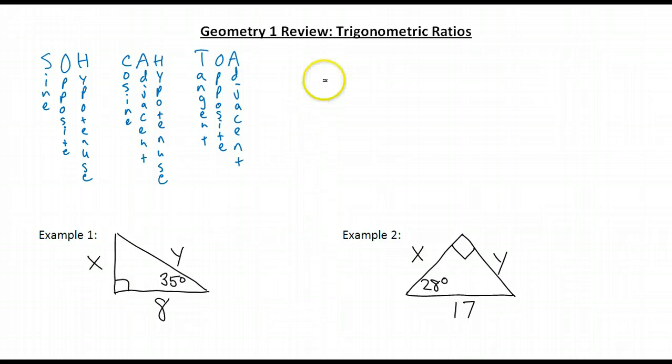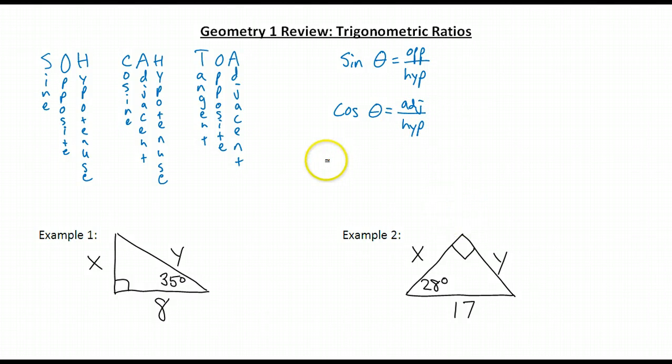So the trig ratios are: sine of an angle equals the opposite side over the hypotenuse. Cosine of an angle equals the adjacent side over the hypotenuse. And the tangent of an angle equals the opposite side over the adjacent side.